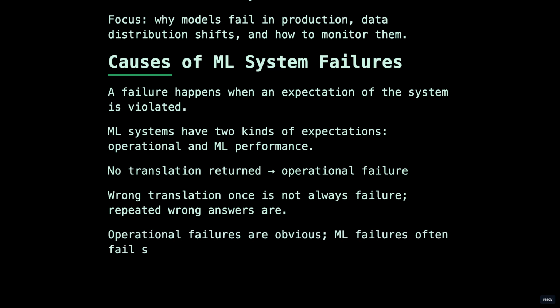Operational problems usually leave a trace, like a timeout or a crash, so they're easier to detect. Model quality problems are harder because they can look normal on the surface, and without labels or monitoring, poor predictions can slip through unnoticed.